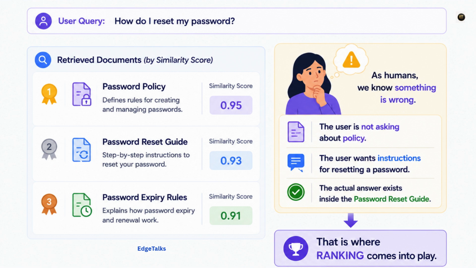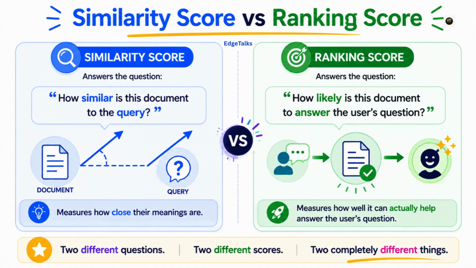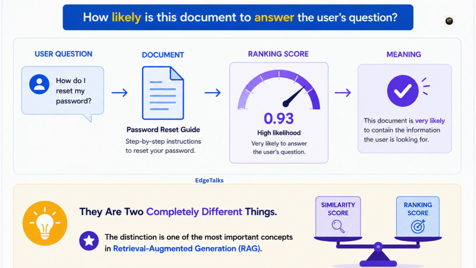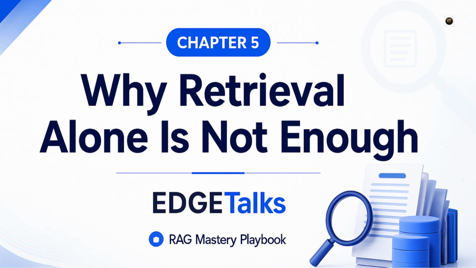This is where ranking comes into play. A similarity score answers how similar is this document to the query. The ranking score answers how likely is this document to answer the user's question. So these are two completely different things, and this distinction is one of the most important concepts in retrieval-augmented generation.